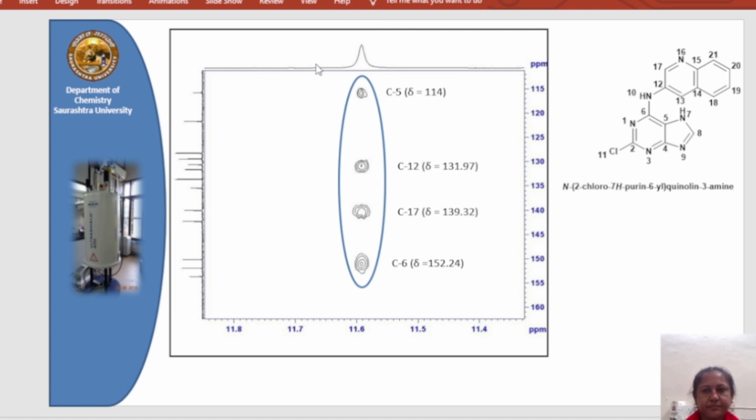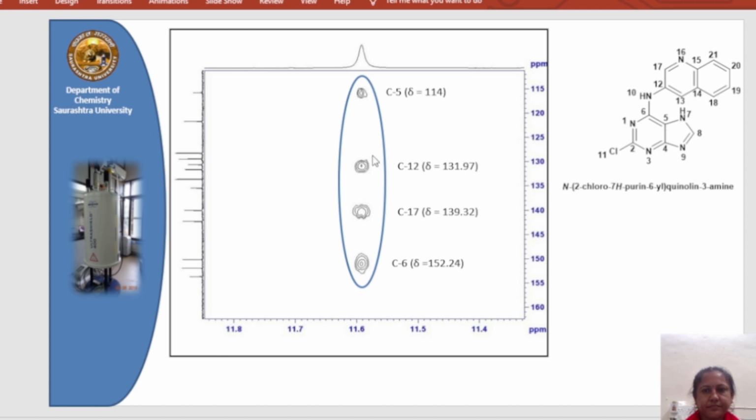Now we focus on the NH peak, the H attached to the nitrogen. This NH will be here. When we travel from the x-axis downward, we find four different peaks. Those are coherence peaks, which means this proton has a correlation with four different carbon atoms. When we travel from the first coherence peak to the y-axis, we find the carbon peak related to carbon number 5, the junction point of this purine ring system.